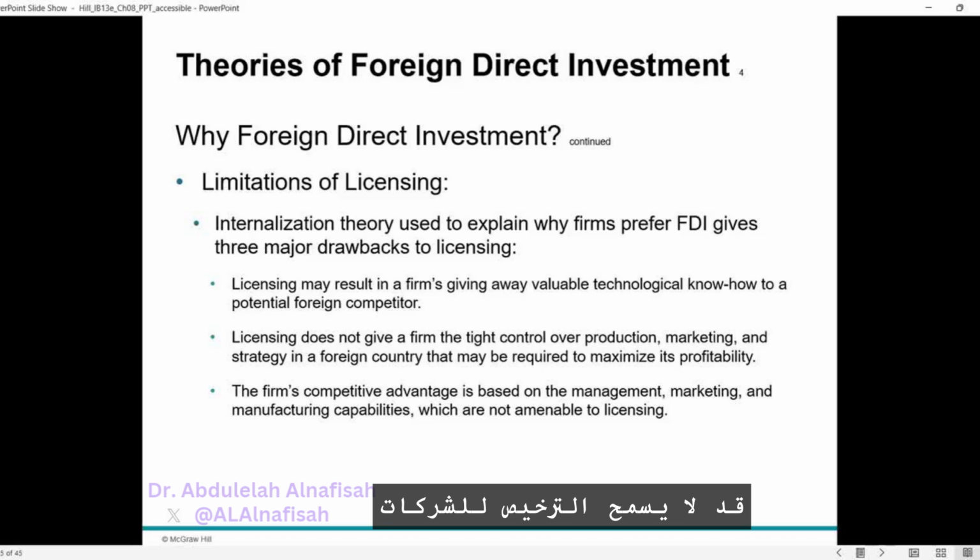Licensing may not allow firms to manage manufacturing, marketing, and strategy effectively abroad. When a firm's competitive edge lies in its capabilities rather than products, licensing can hinder efficient replication. Toyota's success in the auto industry is based on its management and process skills, which are hard to transfer via licensing due to their organizational and cultural nature. Firms opt for FDI over licensing when valuable know-how needs protection. Tight control is crucial for market success, and intangible capabilities are not easily licensable. In such cases, FDI proves more profitable than licensing.